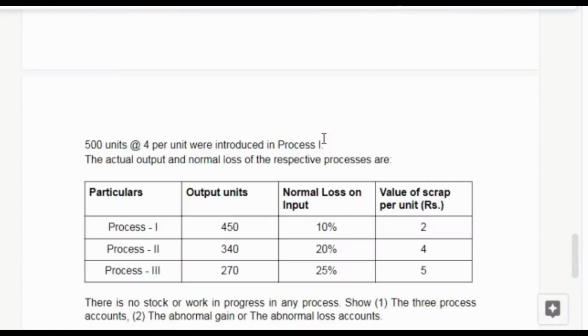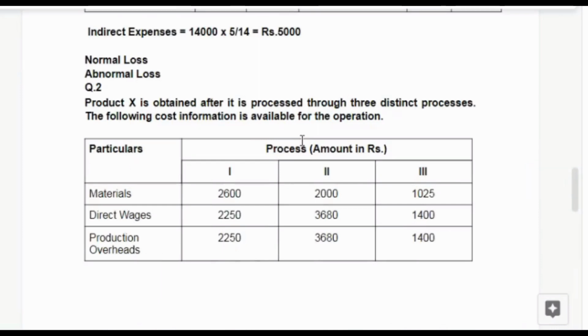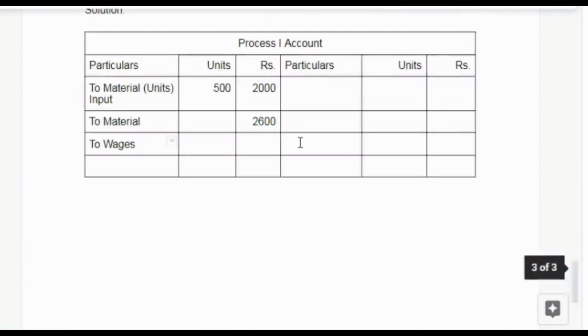Wages is how much? Here 2250, and production overhead is also 2250. So 2250, and production overheads to production overheads, that is also 2250. Okay, so these are the expenses you have shown on the debit side.